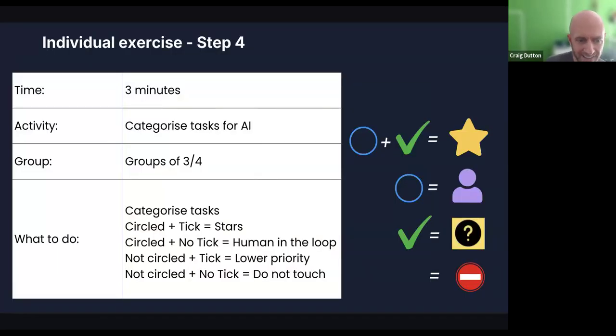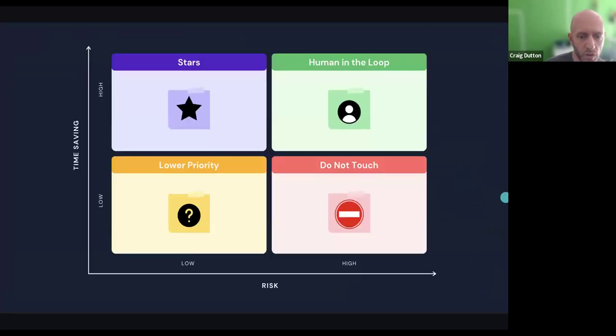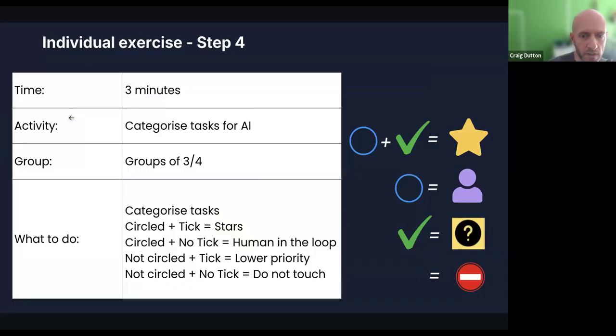If a task is circled with no tick, then that's going to be your human in the loop. This is going to be your high risk task, but also a high time saving. So that is going to be your human in the loop task. If your task just has a tick, then that means it is a lower priority.